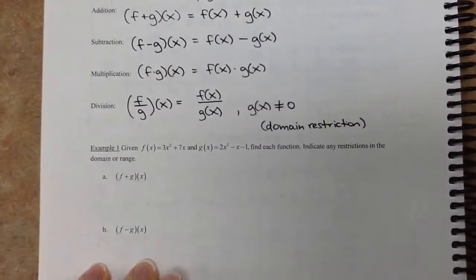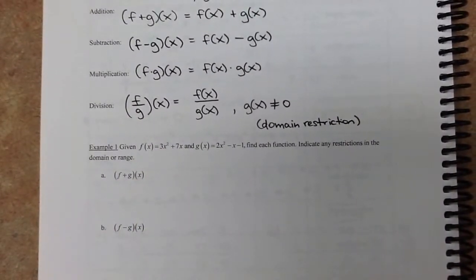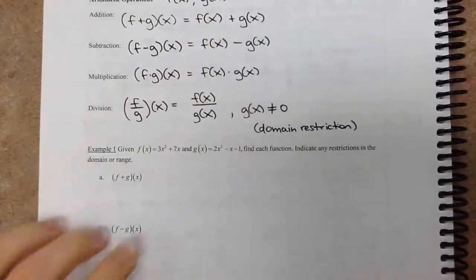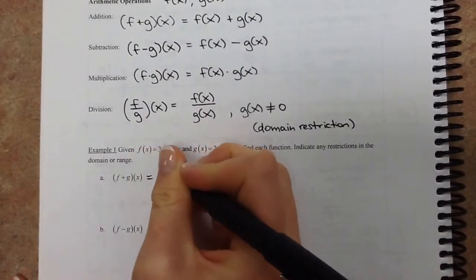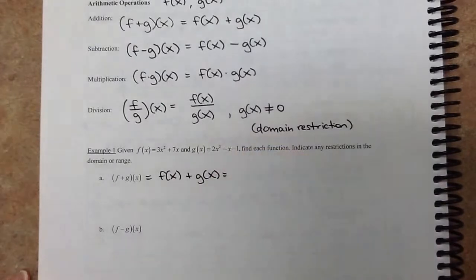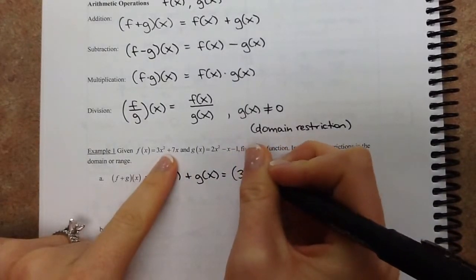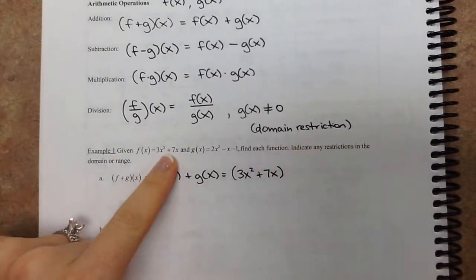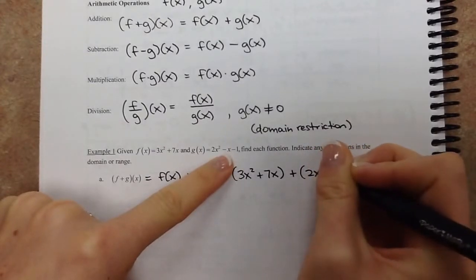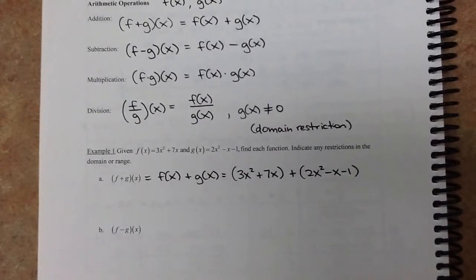Okay, so for this first example, we've got two different functions. Here's our function f of x. Here's our function g of x. So this first one says f plus g of x. So remember, that's the same as this. So I'm going to write that out first. So this is the same as f of x plus g of x. So all I'm going to do is take my function f of x, right there, and then plus, and then take my function g of x. And adding literally means you're just going to combine up the like terms.